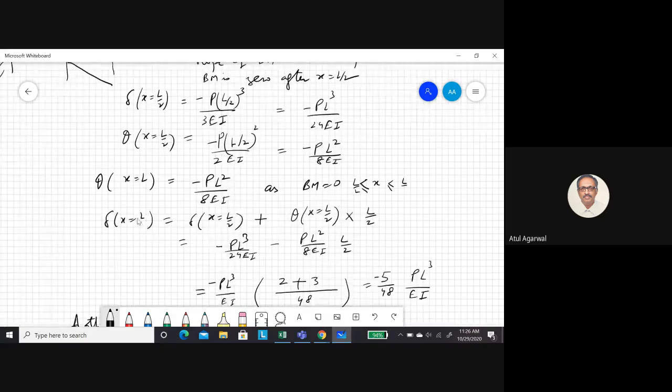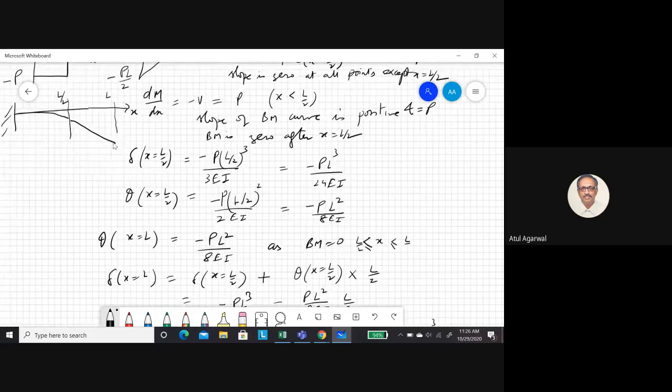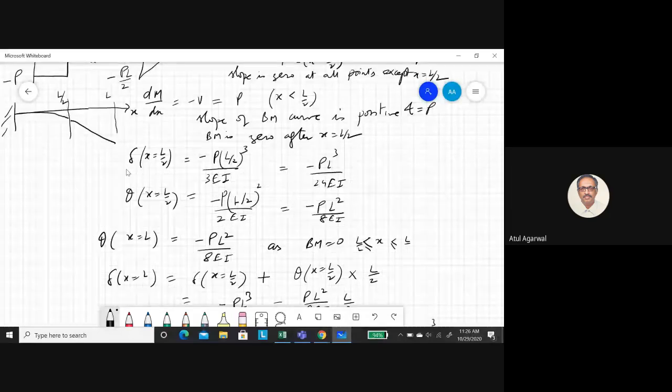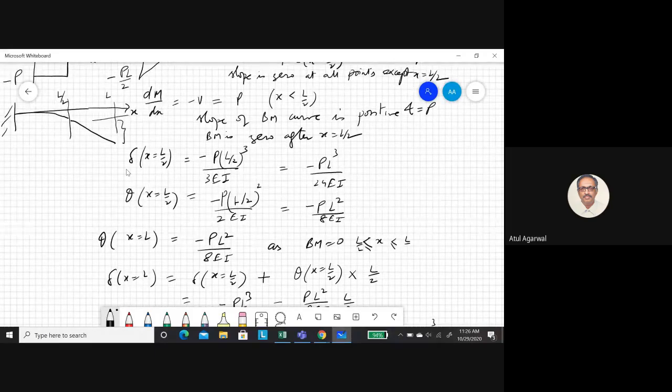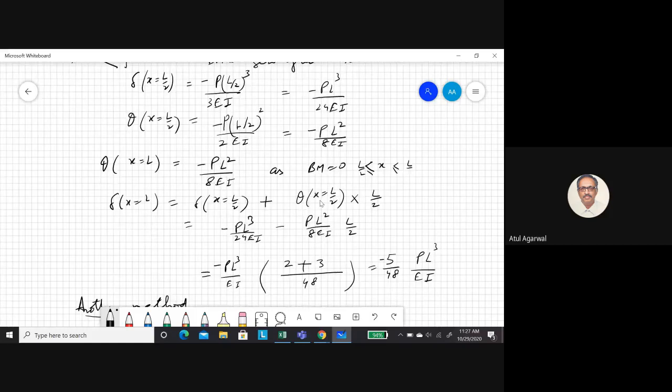Now you want deflection at x equal to L. What is the deflection here? This deflection plus this value. This you had already calculated. This is how you will calculate this rotation into length L by 2: rotation at x equal to L by 2 multiplied by L by 2. Simple trigonometry. So you get minus 5 by 48 PL cube by EI.